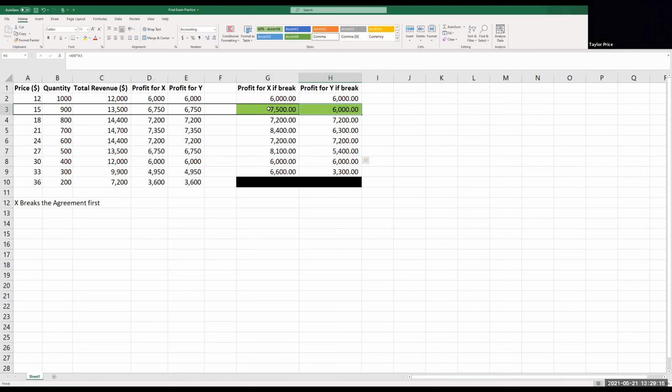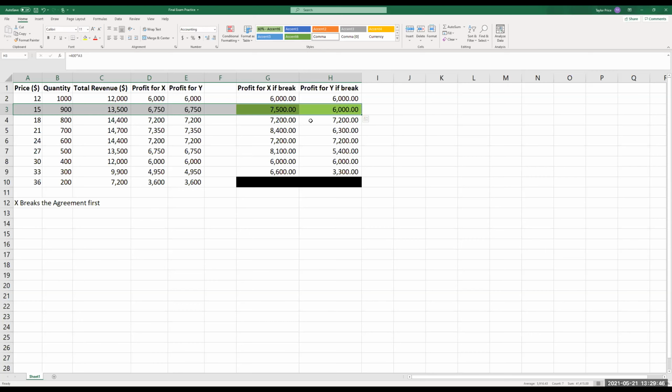Exactly. So this is going to be the outcome for this one. Let's say if X cheated, they would actually earn less money if they moved to the next profit level. So basically what you have to do is figure out the point where, if either firm cheats, they're not going to make any additional profit. Okay, yeah, that makes sense.